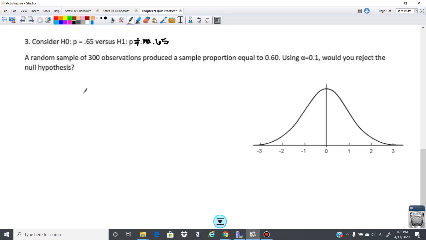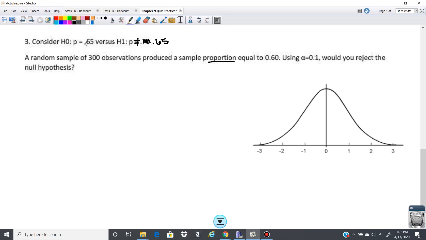All right, so before I go on to the next part of the problem, it's giving you a P instead of a mean or an X bar. So this is a proportion problem. It's going to say it right here, but you should recognize there that that's a proportion. A random sample of 300 observations produced a sample proportion equal to 0.60 using an alpha significance level of 0.1. Would you reject the null?